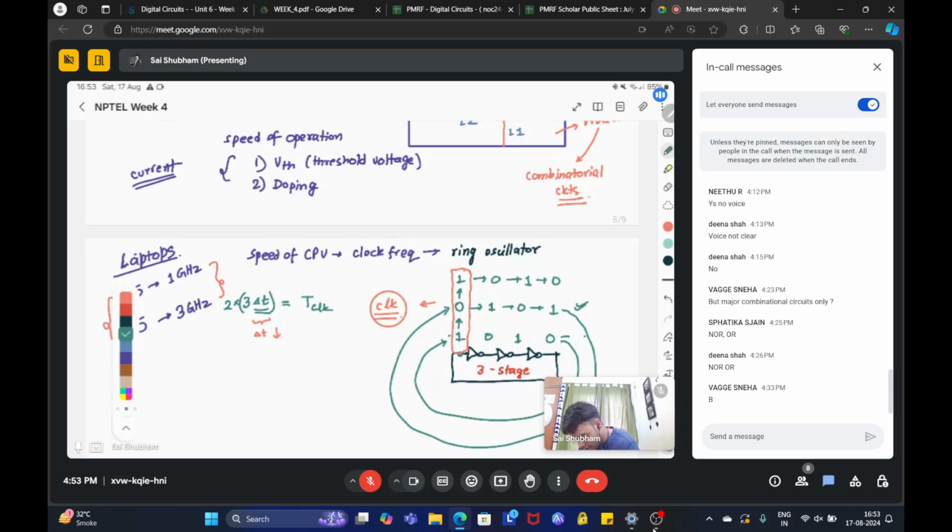If you calculate the frequency, f clock will be 1 by 6 delta t. So if delta t is less, the frequency will go high. If the clock frequency is high, the speed of the CPU will be higher and we will get a faster CPU. Suppose the chip that I have manufactured is actually slow, then I will get a slower CPU.